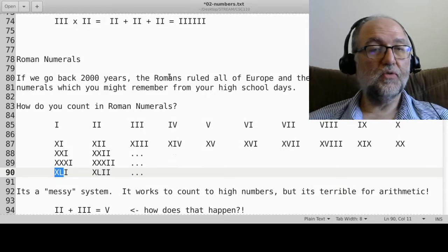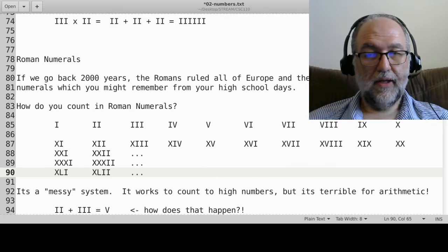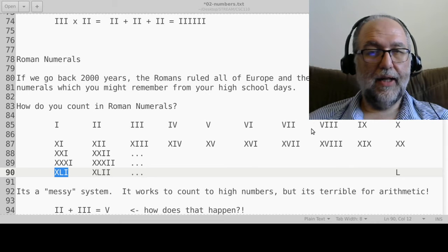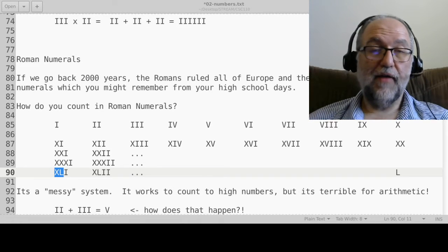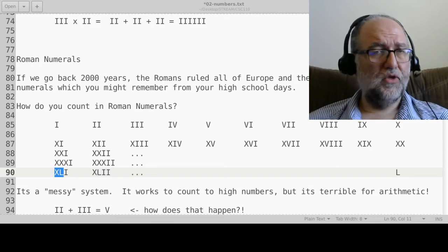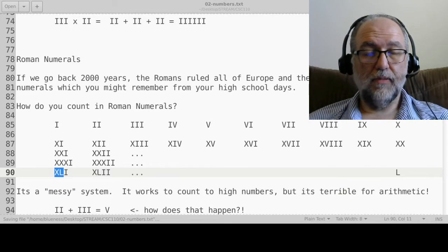50 is an L. Maybe I should just write that down. Here, I'll go right to the end here. 50 is L. All right, so you'd have 41, 42, 43, 49, and then you get up to 50 here like that. So 40 is 10 before 50. Okay, it's good enough. I'm not going to test you on Roman numerals. I just wanted to remind you about how those number systems work.